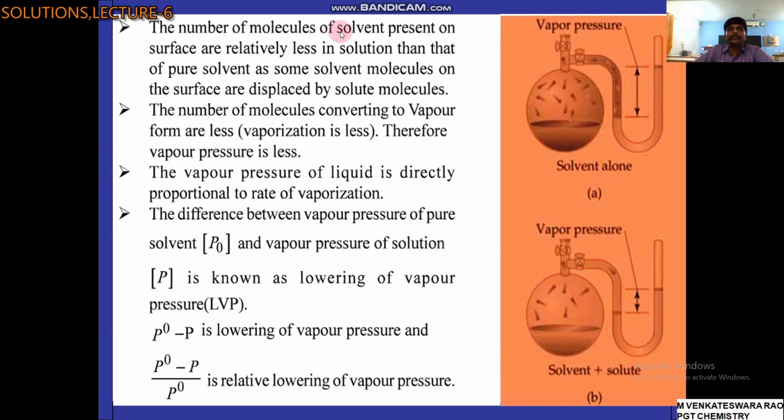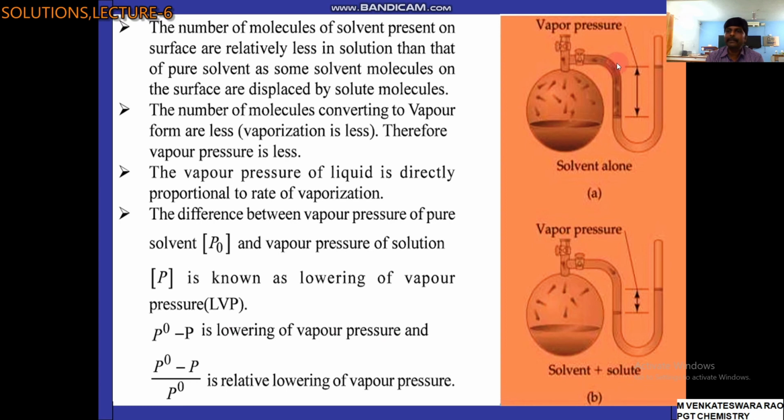The number of molecules of solvent present on the surface is relatively less in solution than in pure solvent, as some solvent molecules on the surface are displaced by solute molecules. P0 is the vapor pressure of pure solvent and P is the vapor pressure of the solution. Then the difference, P0 minus P, is called lowering of vapor pressure.